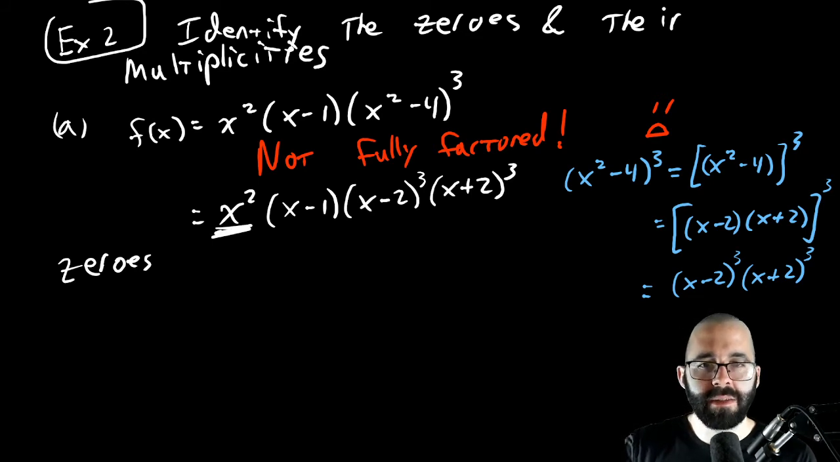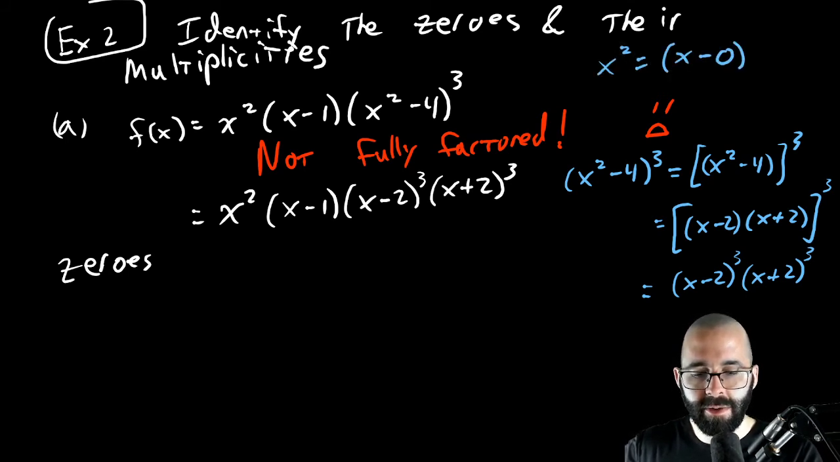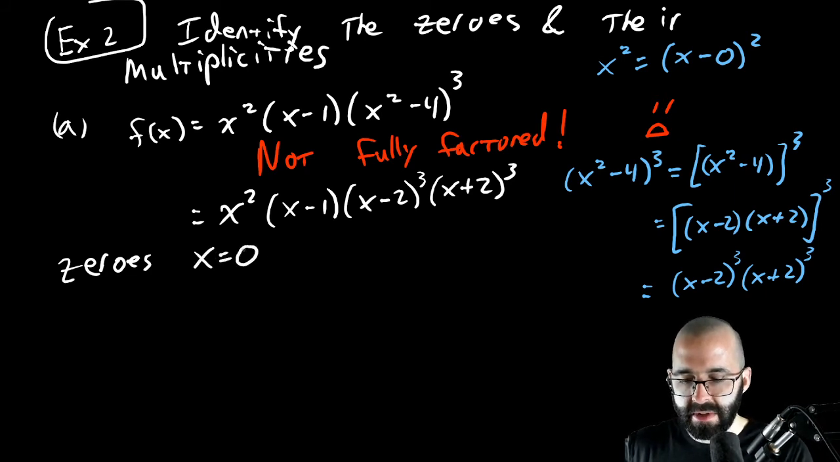This is not in the form x minus h, but it actually kind of is, right? X squared, that's x minus 0 squared. So the 0 is when x equals 0, right? X equals 0, x equals 1, x equals 2, and x equals negative 2.